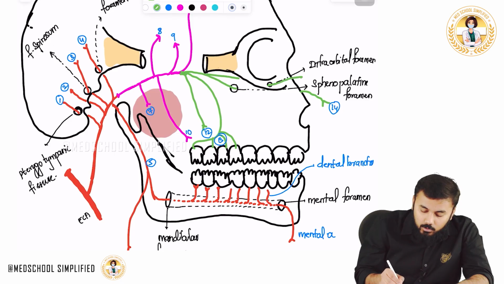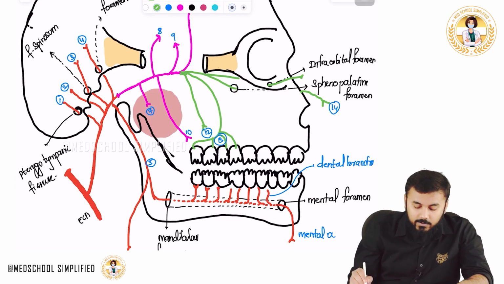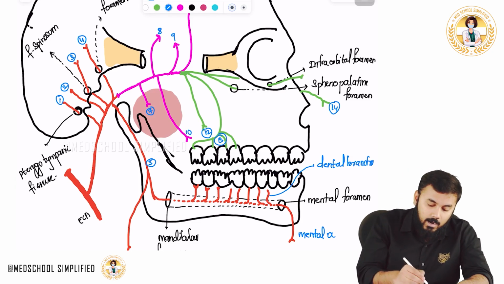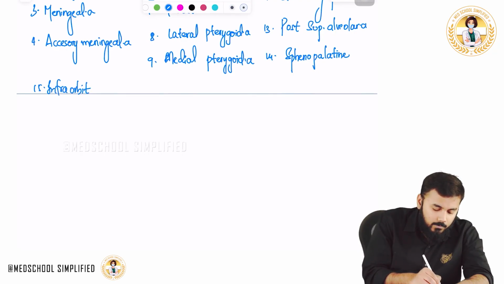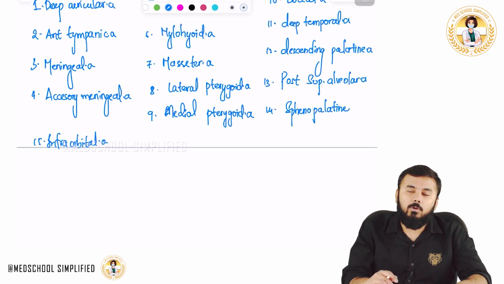Okay, next important branch is that you see another branch that is coming all the way down and coming out through this infraorbital foramen, right? So this artery which is coming out through this infraorbital foramen is called as infraorbital artery. Artery number 15 is your infraorbital artery.